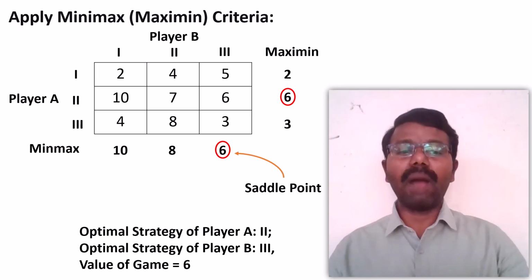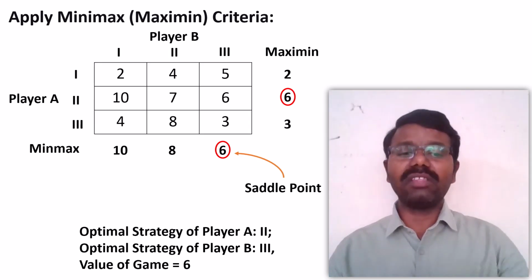What is the optimal strategy of player A? Because the saddle point exists in the second strategy for player A, the second strategy is the optimal strategy for player A. In a similar manner, the third strategy is the optimal strategy for player B because the saddle point exists in the third strategy. That is how we find the optimal strategy for player A and player B, and the value of the game is 6.